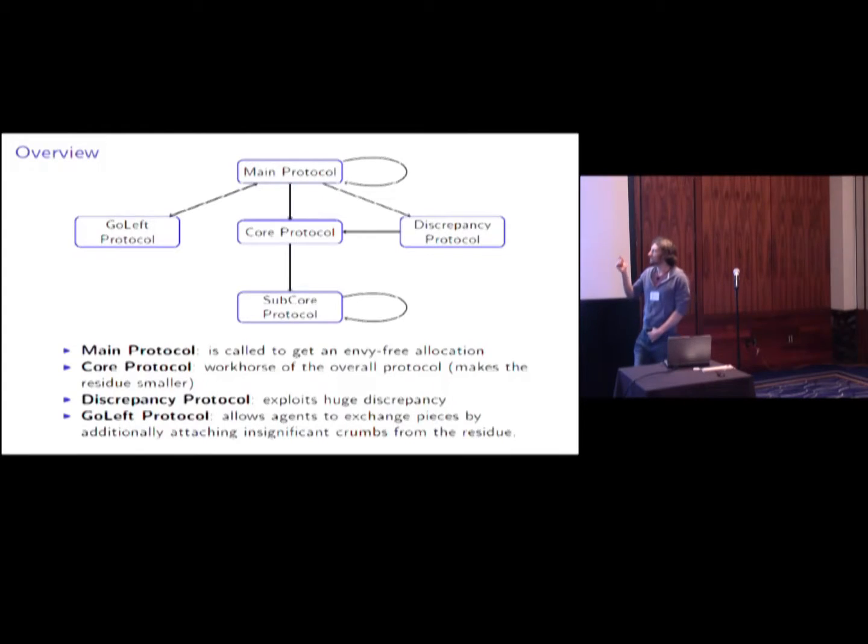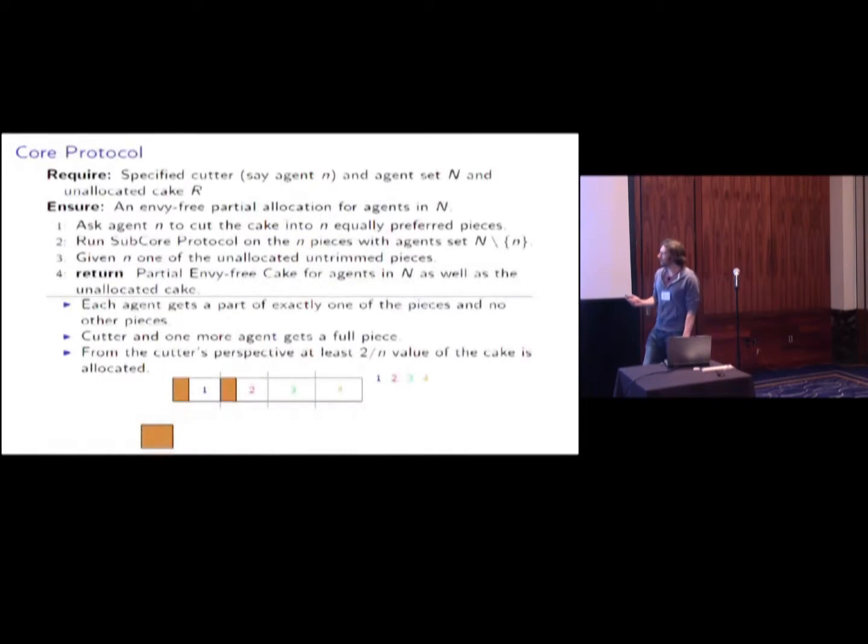In this talk, I won't have time to actually go through discrepancy and go-left, so I'm just going to focus on the core protocol to show you how you can get this partial allocation of a cake, which gives some bounded amount of cake from the perspective of one agent. So let's look at the core protocol. The idea is you feed the protocol a specified cutter, which by convention we say is agent n, and a set of agents and some unallocated cake r.